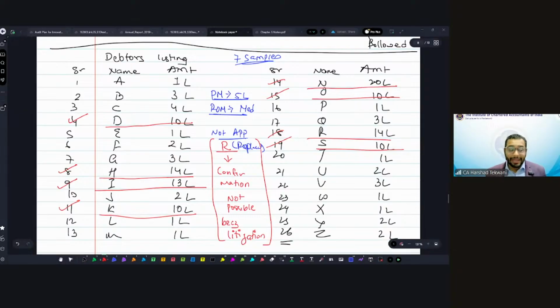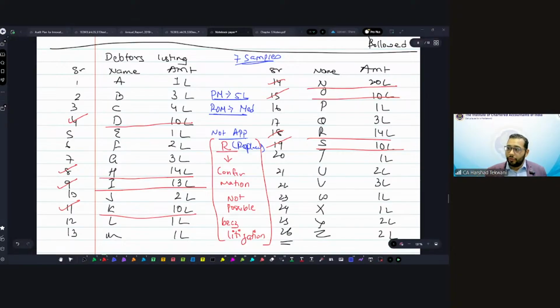See, I'll tell you. Sampling risk basically is of two types. One is a false negative, one is a false positive. When I talk about sampling risk, it means that the conclusion that you have reached about the population is not correct. Whatever you have tested in the sample, you cannot extrapolate, or if you extrapolate, it will give you a wrong result about the population. That is a sampling risk.